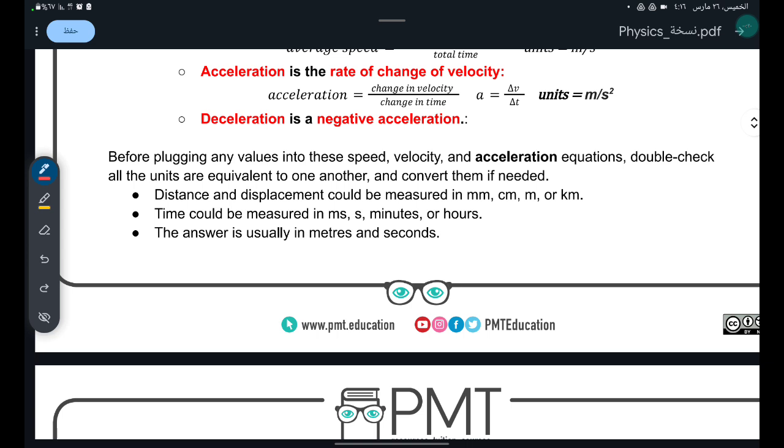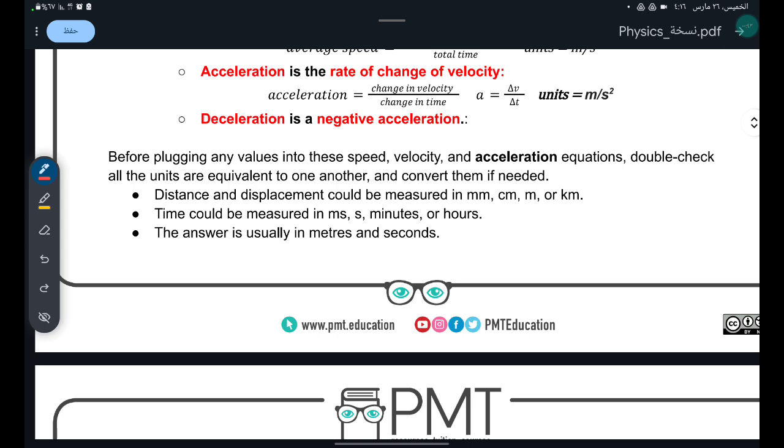In this session we are going to revise acceleration, speed-time graph, and finally we are going to revise mass, weight, and density. So let's get started. First, the definition of acceleration.